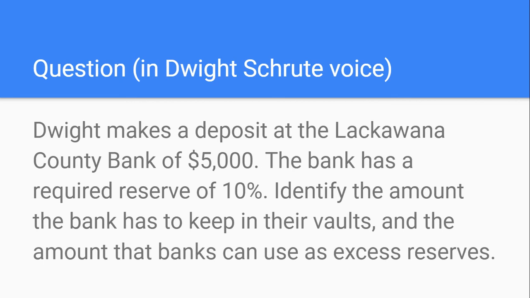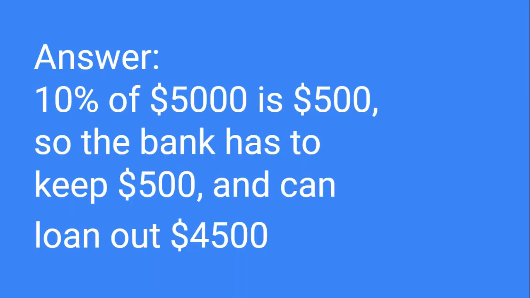So what you have to do right now to get into this type of activity is do two things. You have to find, of that $5,000, how much Lackawanna County Bank has to hold on to, and how much they have left over of that deposit to loan out. 10%, which is the required reserve, is $500. So the bank has to keep $500 of Dwight's deposit, which means this bank now has $4,500 that they can loan out.